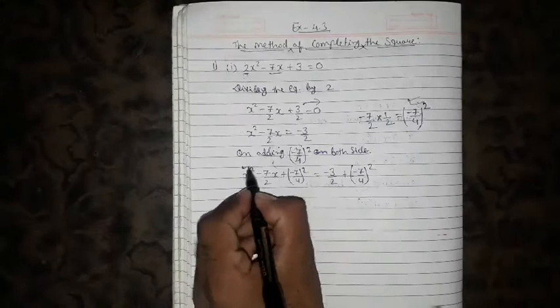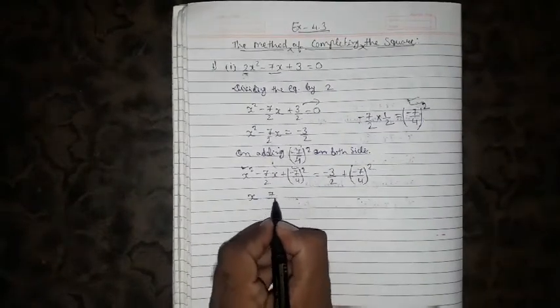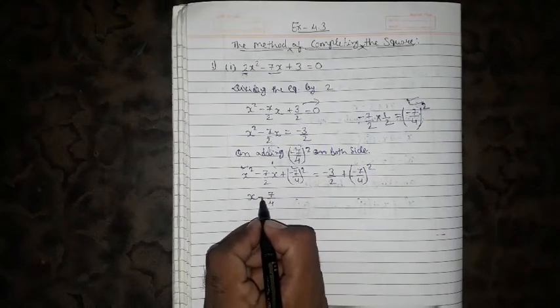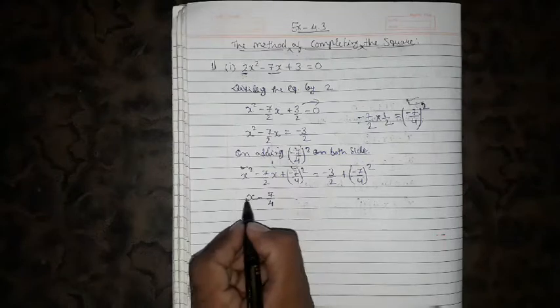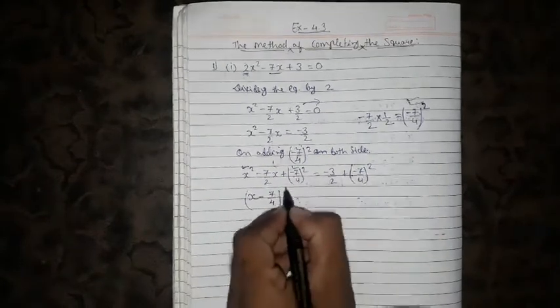What you have to do, you have to take first and last term. So first term I have taken x, last term I have taken 7 by 4 with its sign is minus, so I'll take minus. Okay, you have to take sign of middle term and that its square.